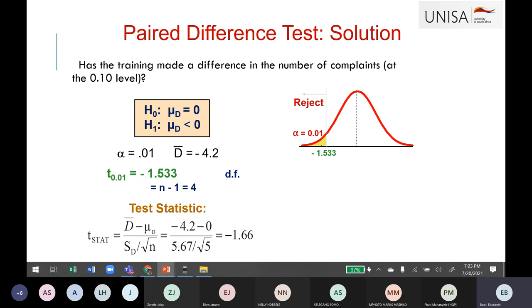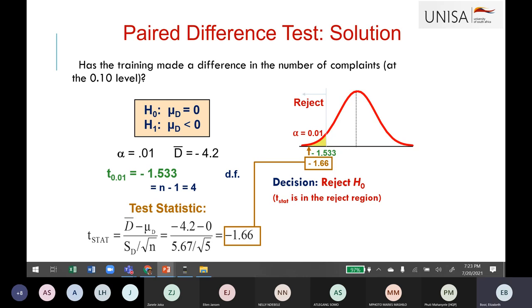And the answer we get is minus 1.66. Using our critical value, we find the region of rejection or the rejection area. We define that and we make our decision. Since our hypothesis set is less than, so it's on the negative side, our critical value will be negative 1.533, and our test statistic was negative 1.66, so it falls in the rejection area.